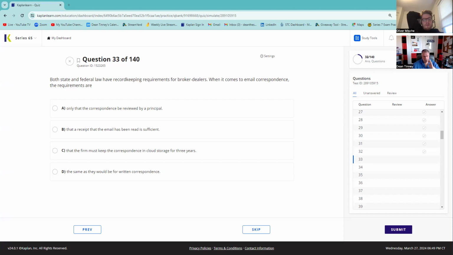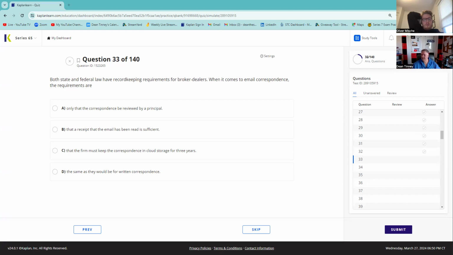Well, if it's written correspondence, it would be 3 years, because broker dealers keep it on file for 3. Yeah, and they can't make me do 5. Investment advisors are 5, but be careful. If any part of a statement is false, the entire statement is false. And so C says the firm must keep correspondence in the cloud.